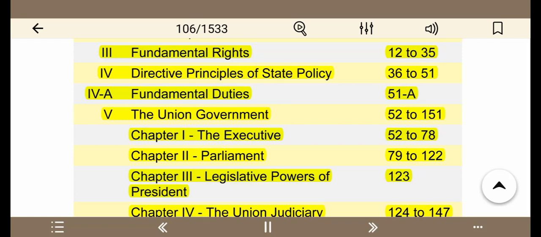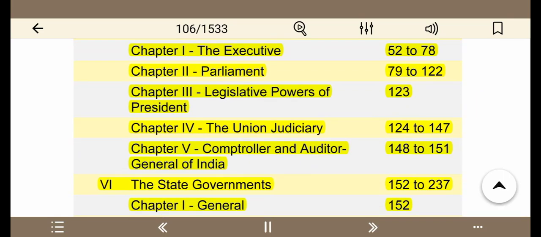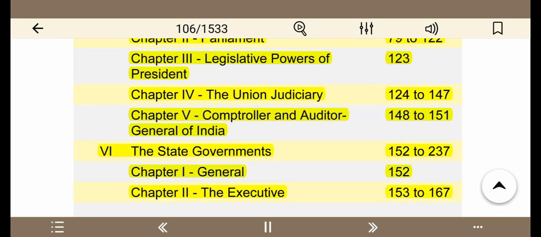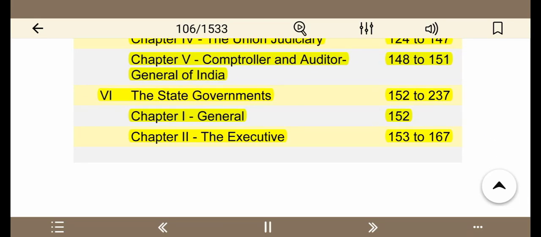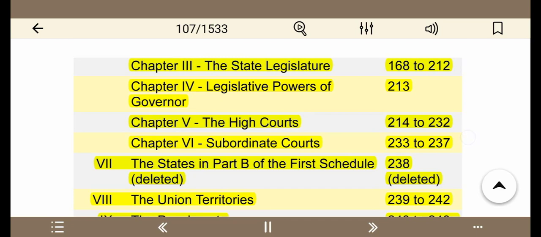Chapter 2: Parliament, 79 to 122. Chapter 3: Legislative powers of the President, 123. Chapter 4: The Union Judiciary, 124 to 147. Chapter 5: Comptroller and Auditor General of India, 148 to 151. Part 6: The State Governments, 152 to 237. Chapter 1: General, 152. Chapter 2: The Executive, 153 to 167. Chapter 3: The State Legislature, 168 to 212. Chapter 4: Legislative powers of the Governor, 213. Chapter 5: The High Courts, 214 to 232. Chapter 6: Subordinate Courts, 233 to 237.